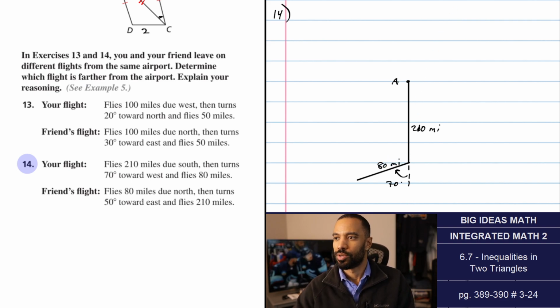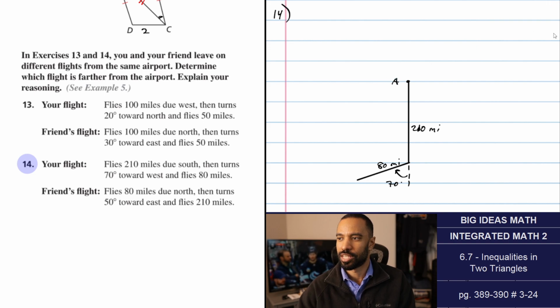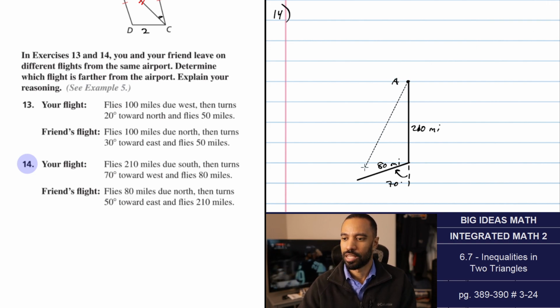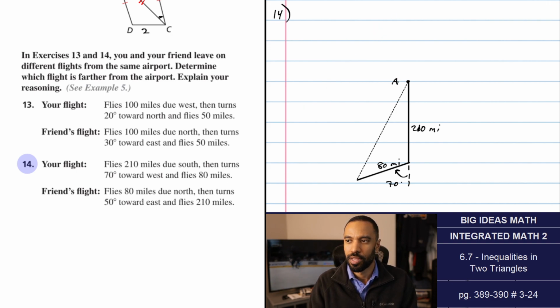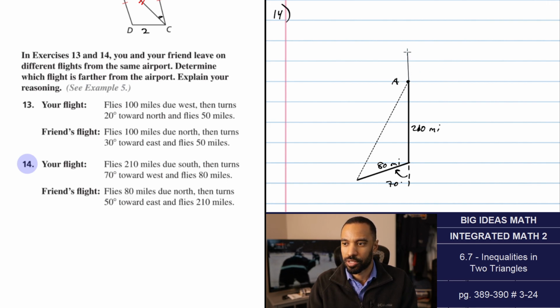Okay? So now my flight distance is this. This is how far I am from the airport, like that. Again, not trying to get actual numbers. That's me. My friend went 80 miles due north. So this is going to be interesting to look at. Because of the parts that compare, it's really still about the included angle, though. But you've got to look at these turns.